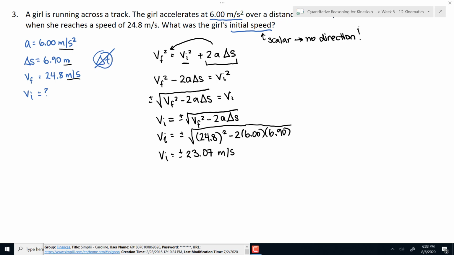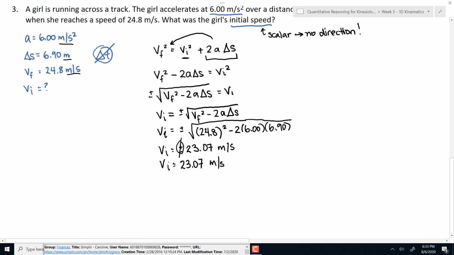Maybe it means forward, maybe it means east or north. And minus means the negative direction. But in this case, we don't care about the direction, so that means we don't care about the sign. You would never put in a negative for a speed, because that would indicate you're going in the negative direction. When we ask for speed, we're not looking for direction. So I'm just going to get rid of this altogether. My answer is just 23.07 meters per second. That's my v initial. All right, so that's the final answer. The girl's initial speed is 23.07 meters per second.